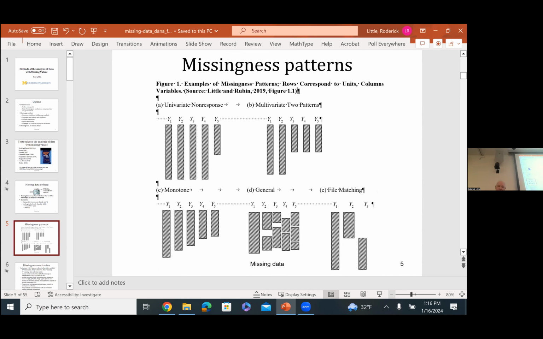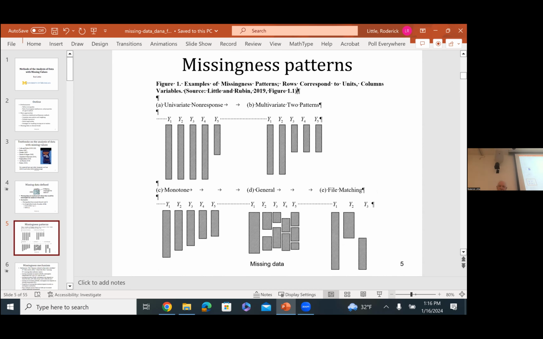And so in the last 30 years or so, we've got more and more software that will handle general patterns of missing data, which is kind of nice compared to when I was a student, for example. I also put file matching in there.